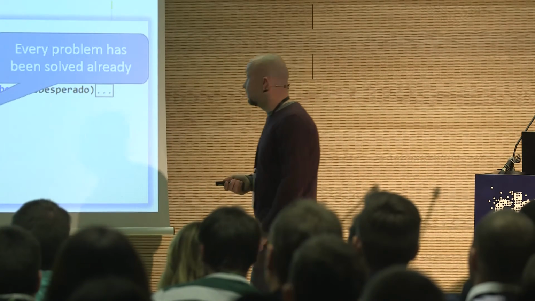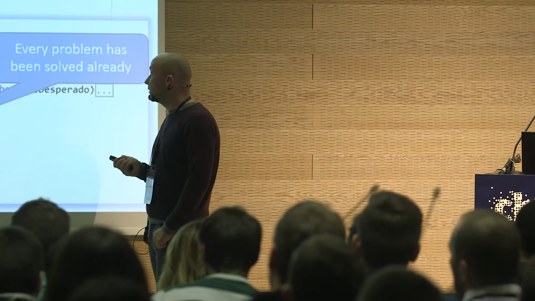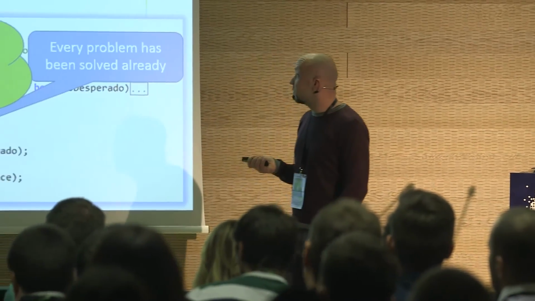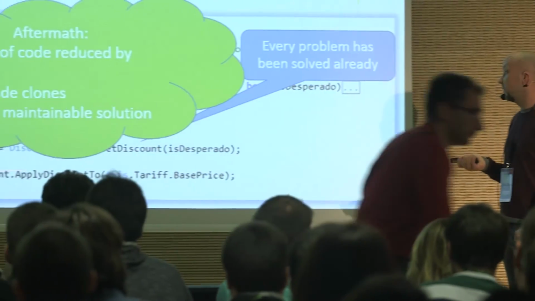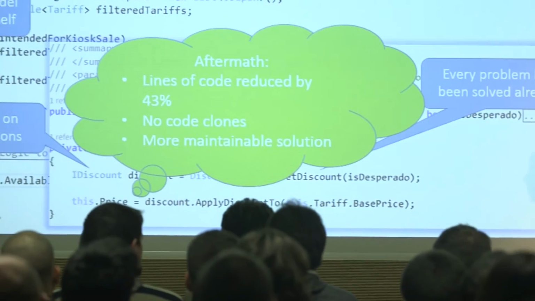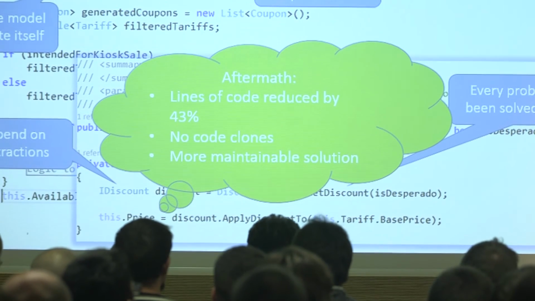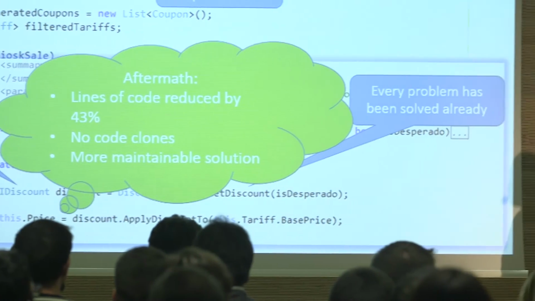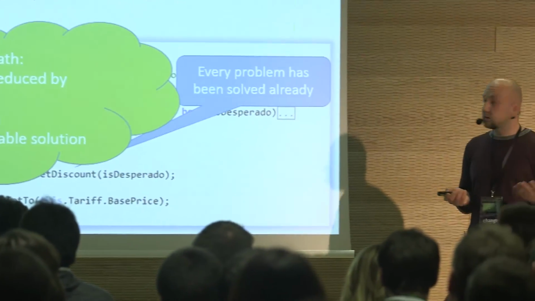Aftermath of this whole refactoring: we reduced the lines of code by more than 50%. We have no code clones, and after all, we have a more maintainable solution. Because it's readable, everybody can skip in and understand what the model is doing and why it's doing its job.